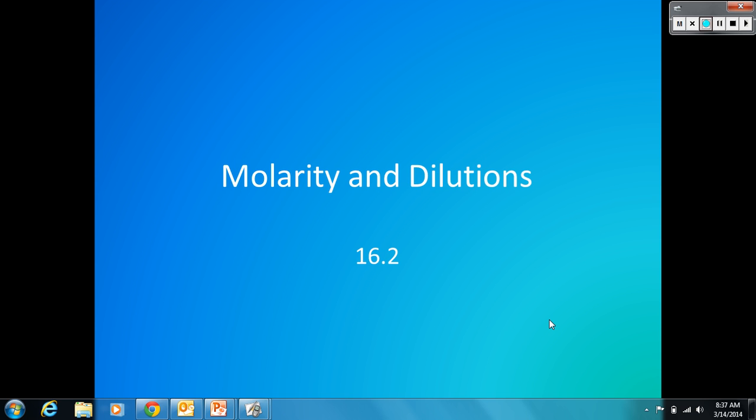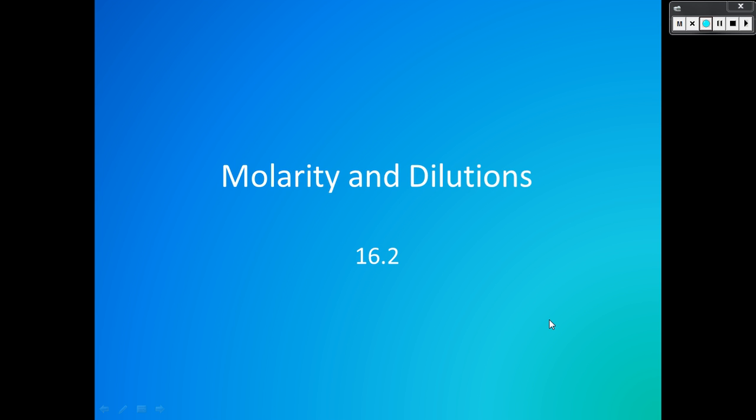So these are notes on molarity and dilutions. It's 16.2 in your book. If you still need some review on the vocabulary, then I would look at 16.1. And then if you want to go a little further into some stuff that we're not really going to get into, but I find very interesting, there's a concept called colligative properties, and that's later in chapter 16.